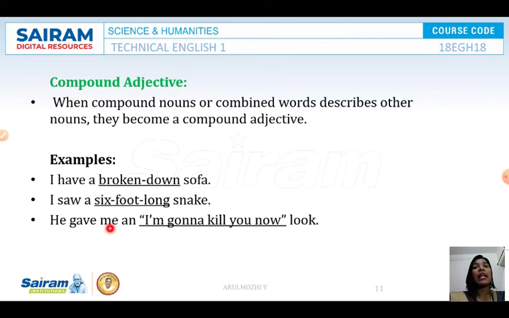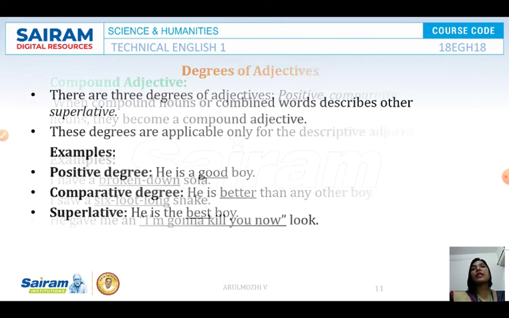He gave me an I'm gonna kill you look. I'm gonna kill you is a phrase. When this entire phrase describes the word look, it becomes a compound adjective.